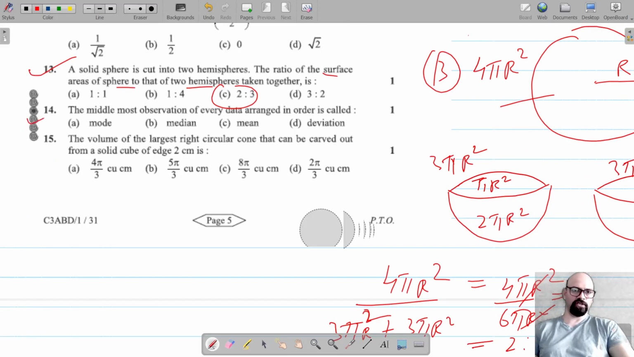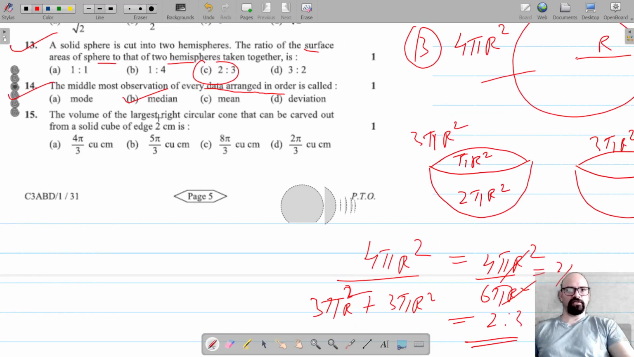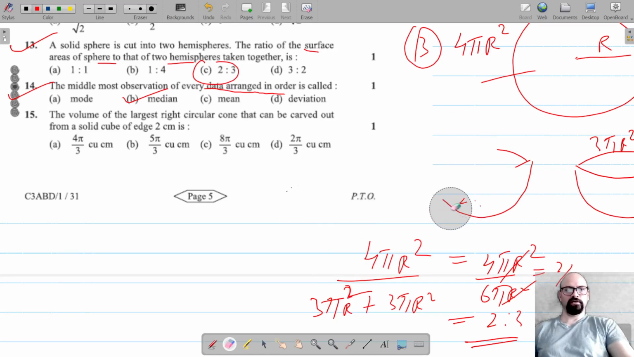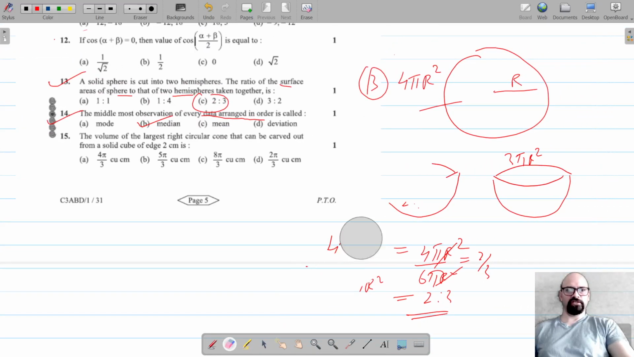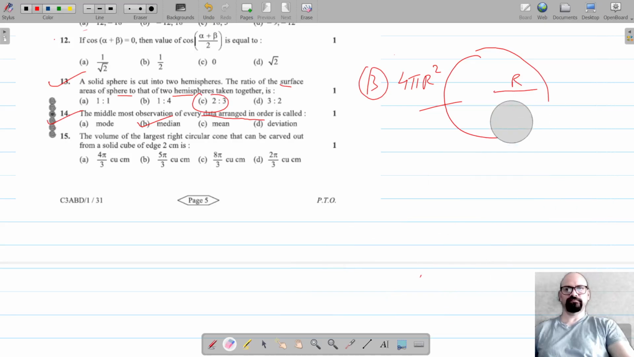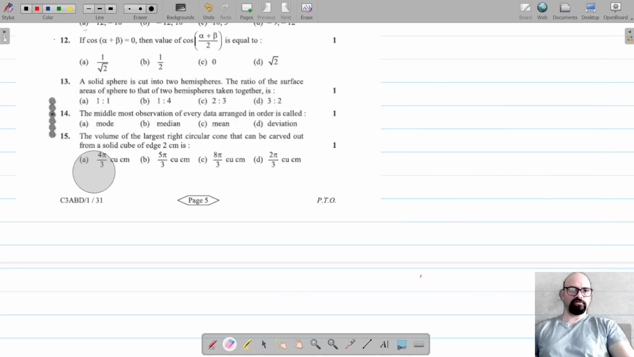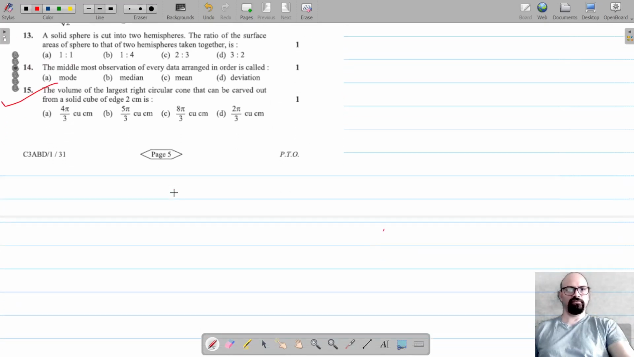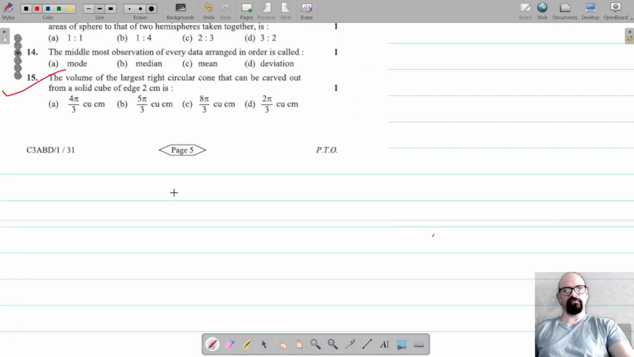For question number 14, the middlemost observation of every data arranged in order is called median. Now, we are on to question number 15. We have to find the volume of the largest right circular cone that can be carved out from a solid cube of edge 2 cm.